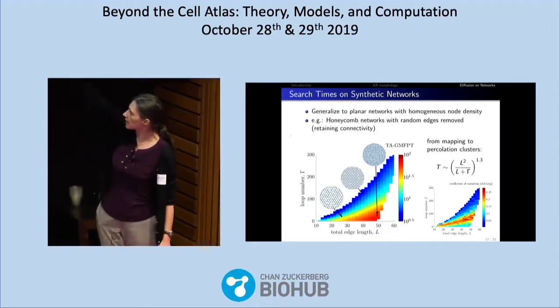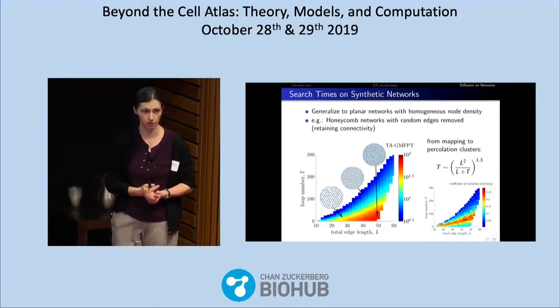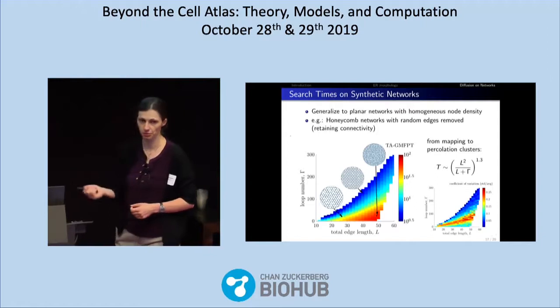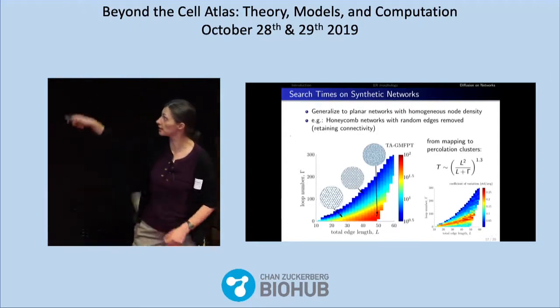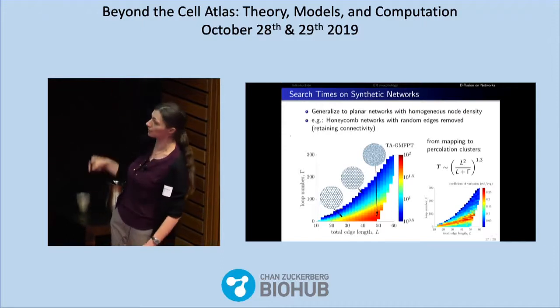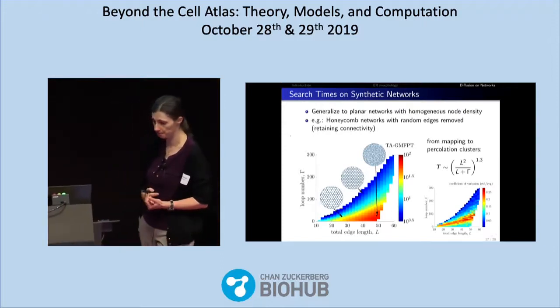And we'd find these nice, smooth dependencies on these two parameters of how long it would take to search through the network. And in fact, I won't get into the math here, but you can map this to a percolation problem and show that this dependency is pretty well described by a rather simple scaling law here, involving the total edge length and the loop number.